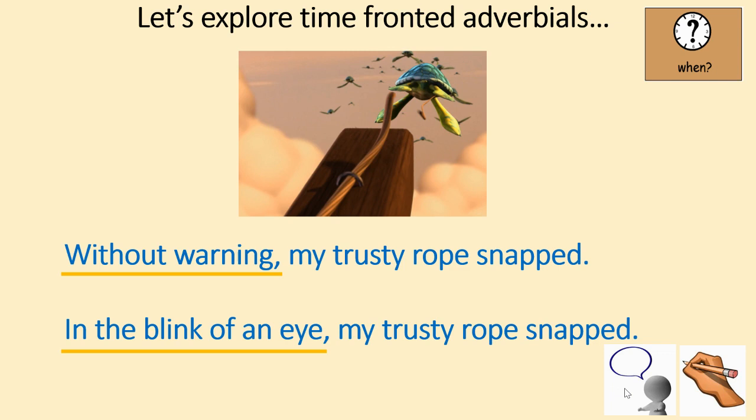Okay, great. And you should have said, in the blink of an eye, my trusty rope snapped. When did it happen? It happened in the blink of an eye. How did it happen? It happened without warning, but that's a manner-fronted adverbial. And we're looking at time-fronted adverbials. We want to know when it happened.